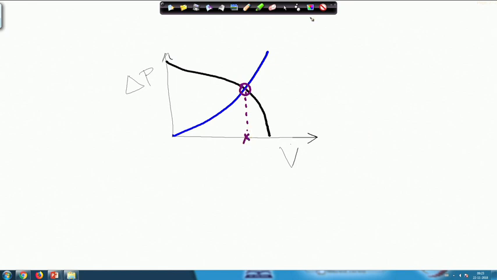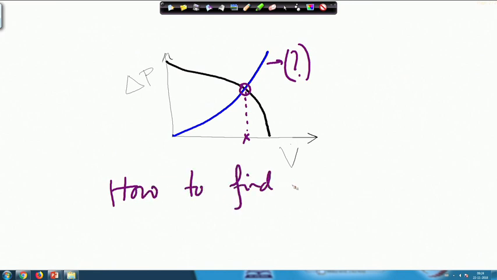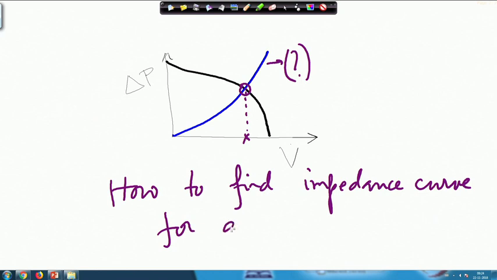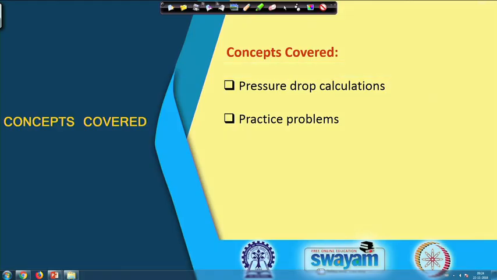Now, the question is, how do you find this system impedance curve? Especially for a heat sink with a fan, how do I find it? So, how to find the impedance curve for a heat sink? So, we will talk about that. All right. So, let us go back. So, that was the first pressure drop calculations, and then we will do a couple of practice problems.